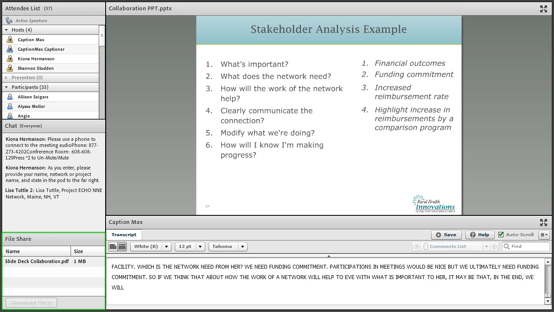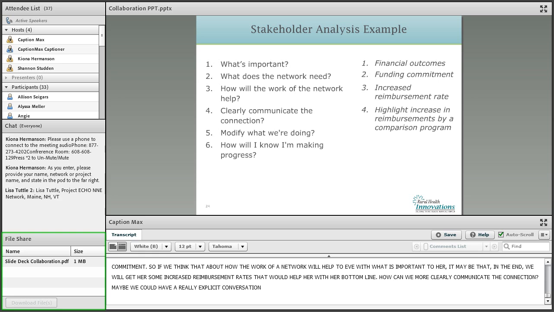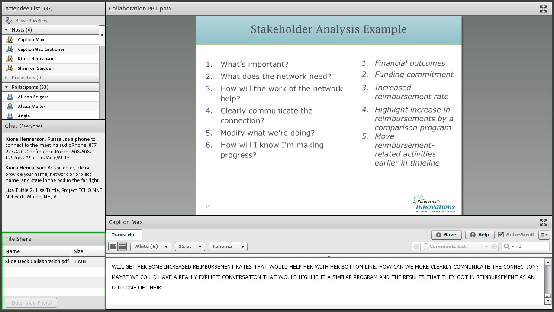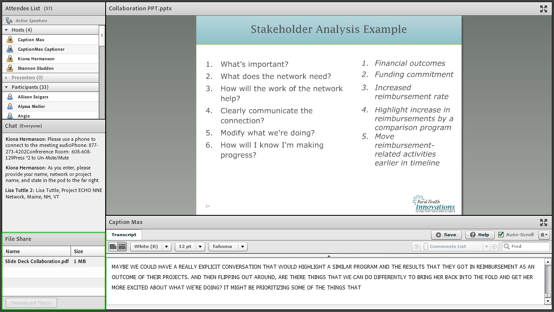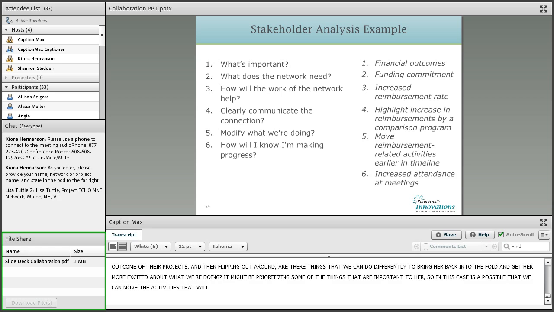How can I or other people, remember you're not in this alone, so can you get other people involved? How can I or others clearly communicate the connection between what the network does and what's important to her? And then on the flip side of that, how can I or other people modify what we're doing so that we can more fully connect the work of the network? So can we modify anything that we're doing to really tap into what's important to them? And how will I know I'm making progress? This is a really specific question looking for really specific answers. What will you see to make you feel like you're making some progress, or what might you hear?